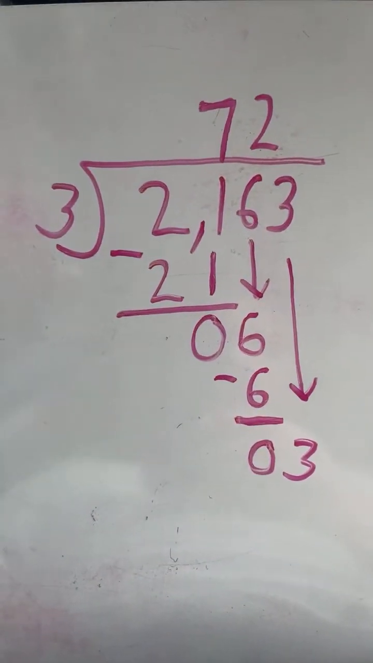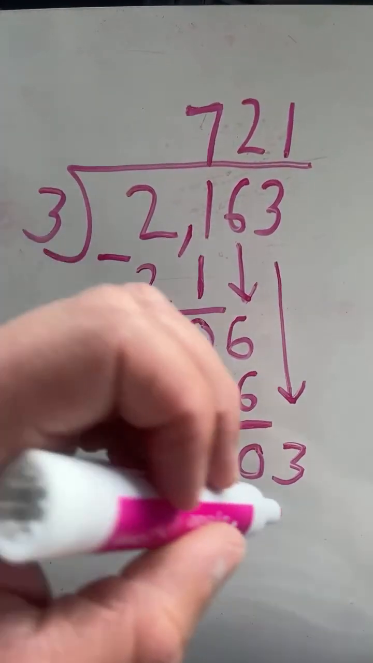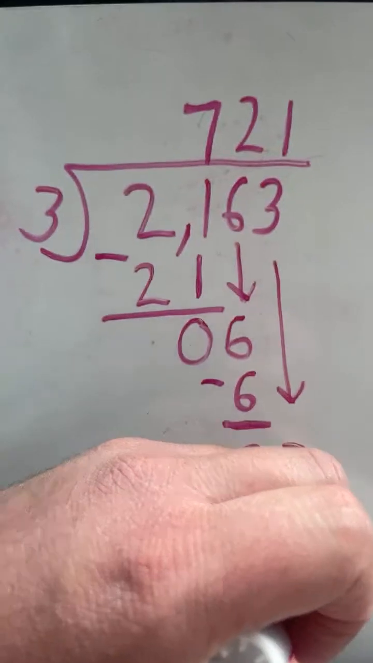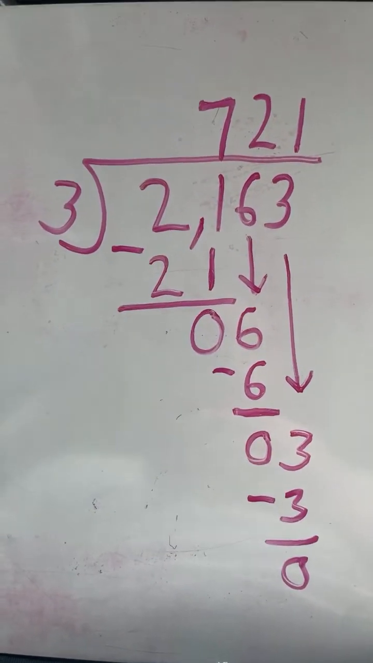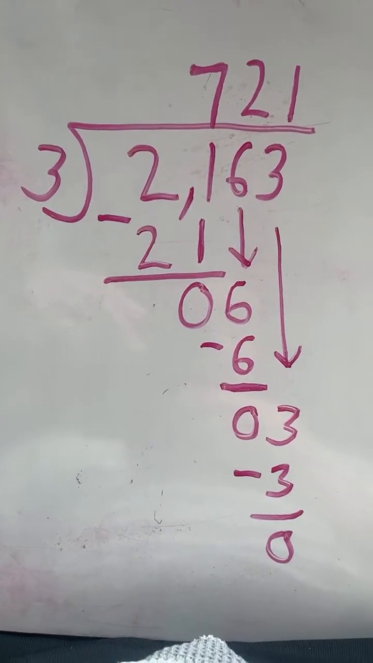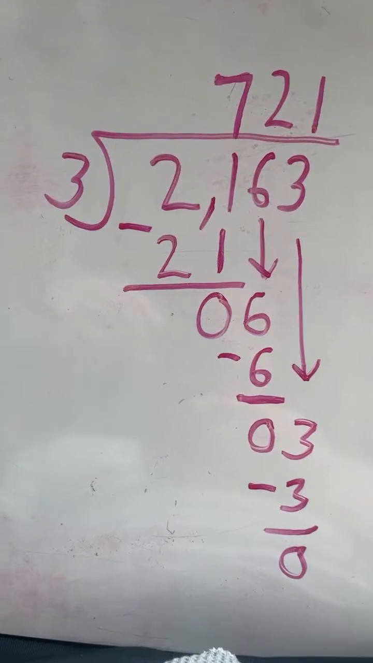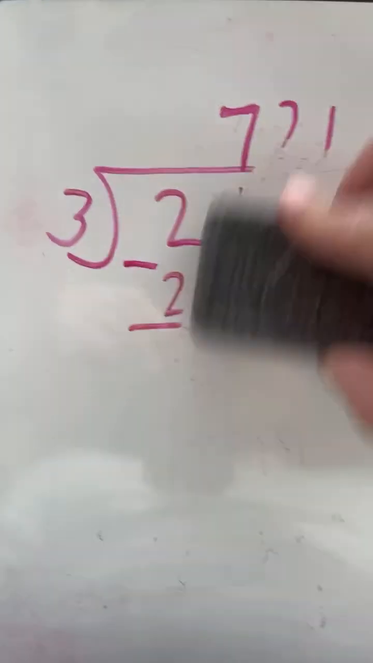We bring down the 3. 3 divided by 3 equals 1. 1 group of 3 goes into 3. 3 minus 3 equals 0. There is no remainder. So 2,163 divided by 3 equals 721. Moving on to the next example problem. Probably going to do one more multiplication problem and one more division problem, and then we are going to call it a video.